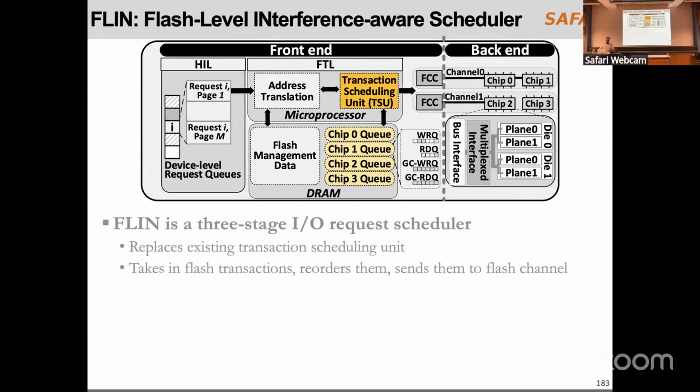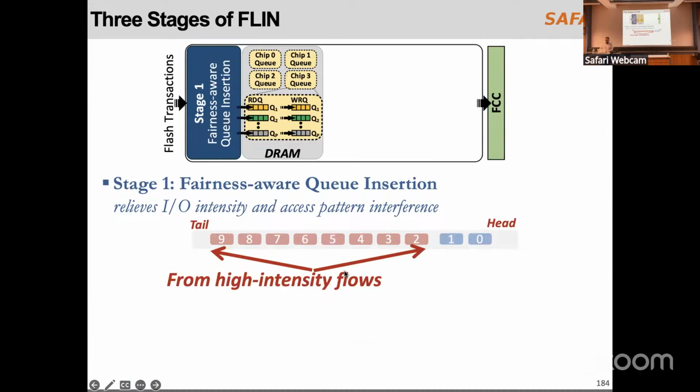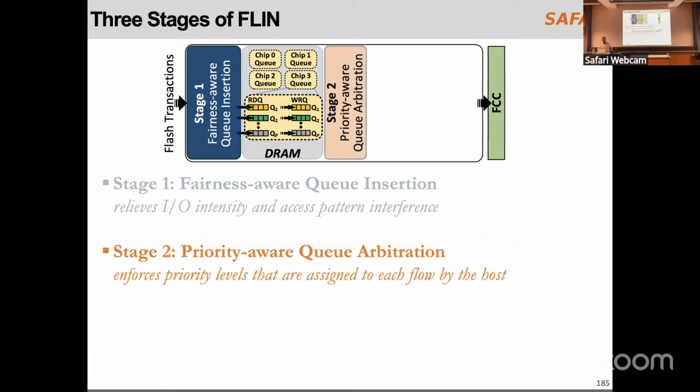And then we came up with the Flynn technique, such that we can reorder these flows in the fairness-aware queue. So you can reinsert them, from high intensity flows to low intensity. Blue is requests from low intensity flows, and red are high intensity flows. When you receive a request from a low intensity flow, you insert it at the head of the queue, such that you can address it faster.